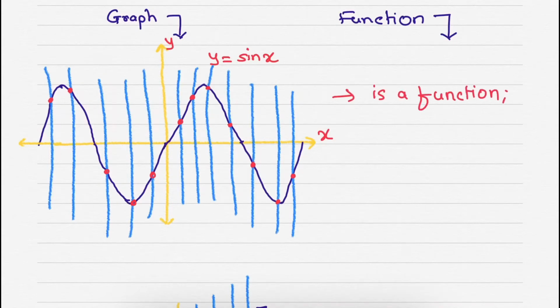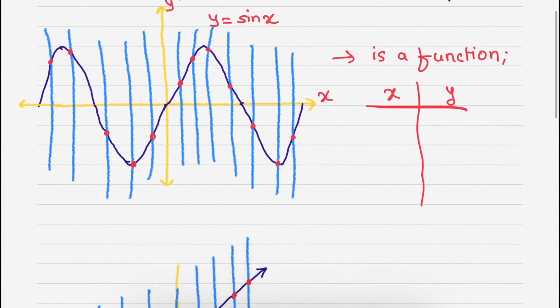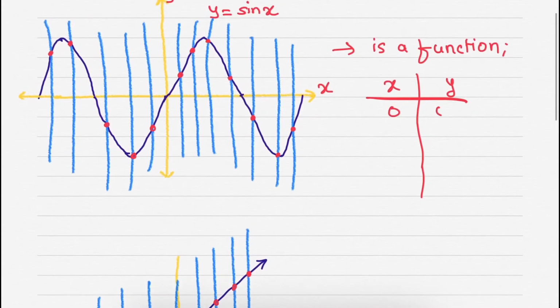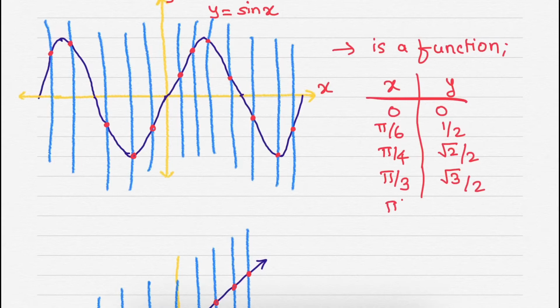And you can plot these values as x and y. If x is 0, y will be 0. If x is pi over 6, which is 30 degrees, y will be a half. If x is pi over 4, which is 45 degrees, you will get square root of 2 over 2. If x is pi over 3, which is 60 degrees, you will get square root of 3 over 2. And if x is pi over 2, which is 90 degrees, you will get y equal to 1. No values of x will be repeated here, so you can say this graph is a function.